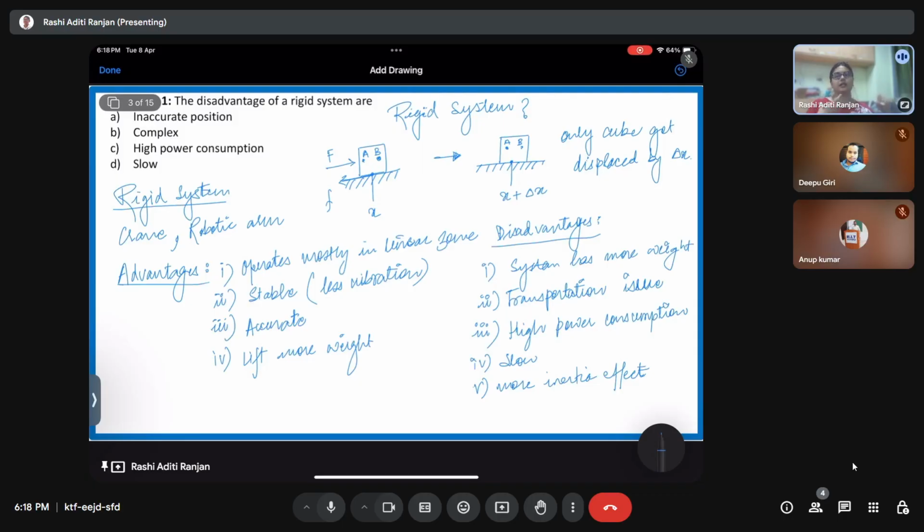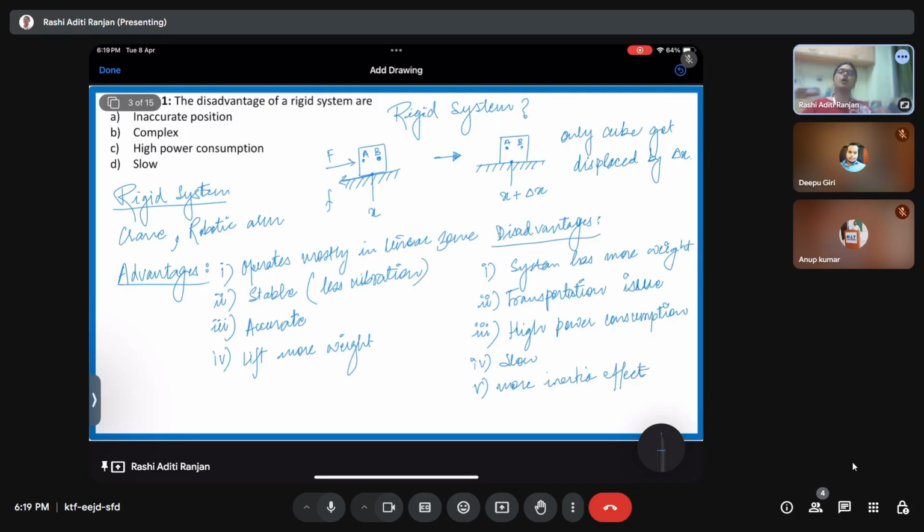We can actually attain an accurate position very easily because the vibration is very less and the system is rigid, and if it's behaving in a linear or even a small non-linearity zone, I know the closed form solution, and then I can control the system. So the first option is not correct.